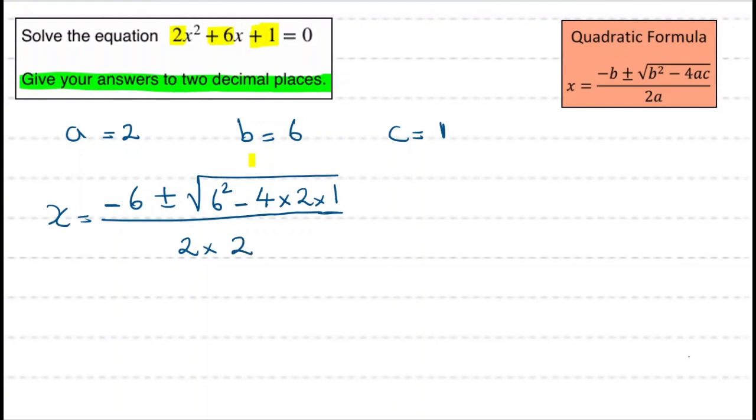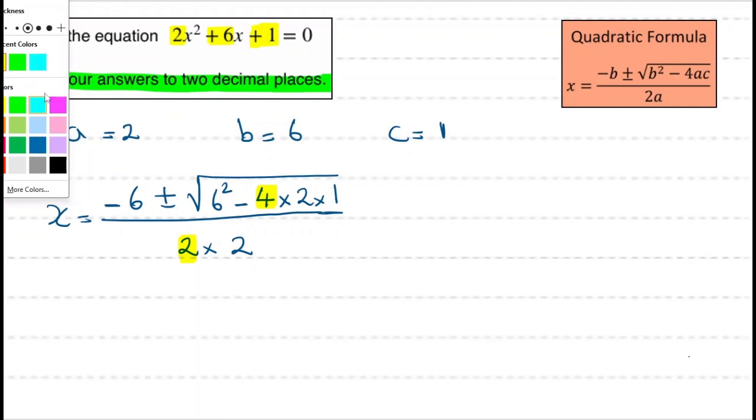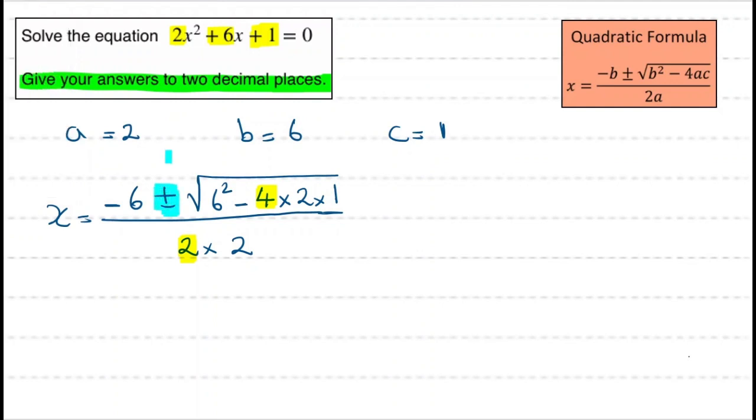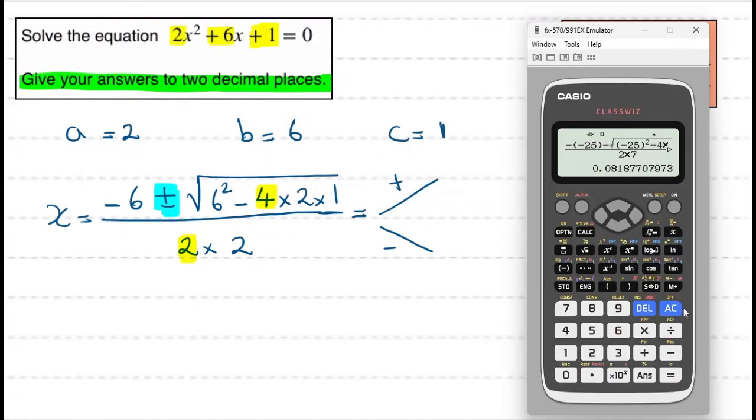Once again, we notice that the 4 and 2 are part of the formula and the other numbers are taken from the quadratic equation. Also, we have this plus and minus sign here that tells us that we must get 2 solutions. One using the plus sign and the other one using the minus sign. So what we're going to do is use the calculator and type exactly the same fraction with exactly the same numbers, once with the plus sign and then with the minus sign.